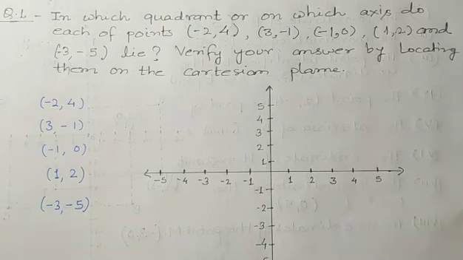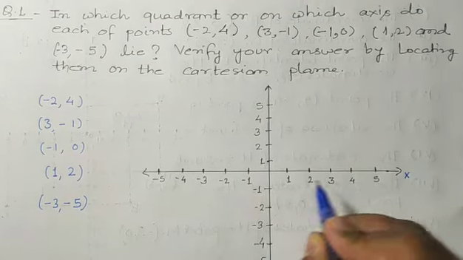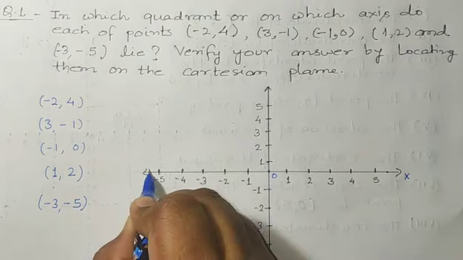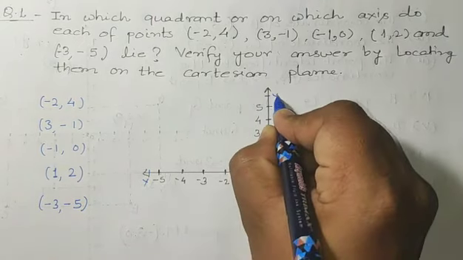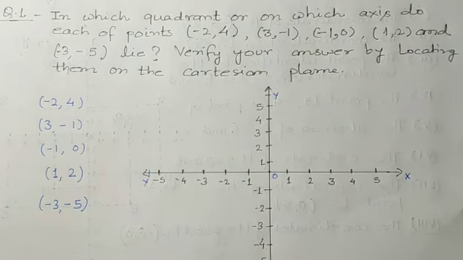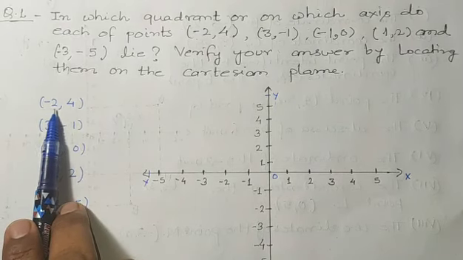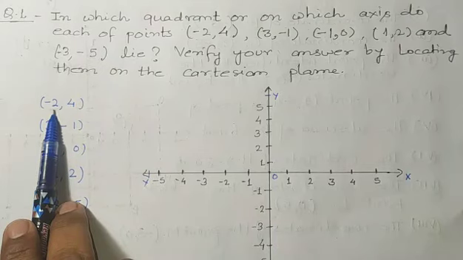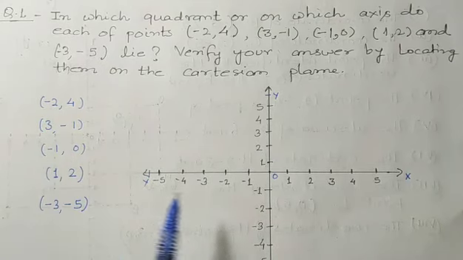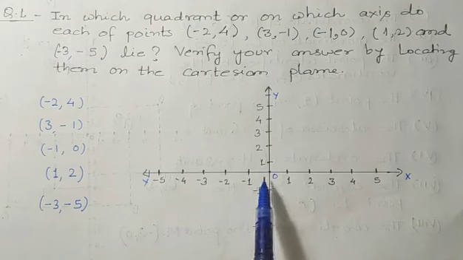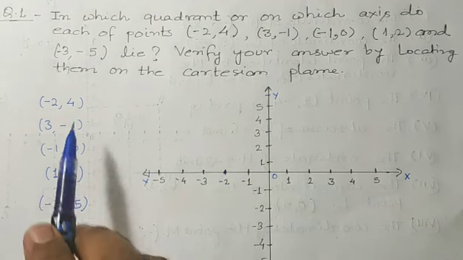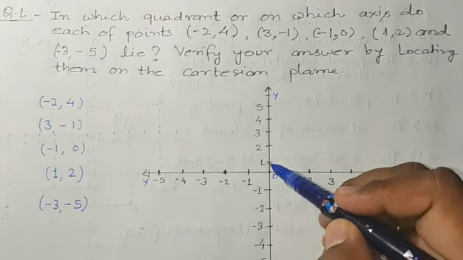So now, students, as we know very well that this is your x-axis, means X'OX, and this is your y-axis, Y'OY. Okay, so first point is (-2, 4). Okay, so firstly we'll represent (-2, 4). So towards x-axis the distance is -2, and towards y-axis the distance is 4.